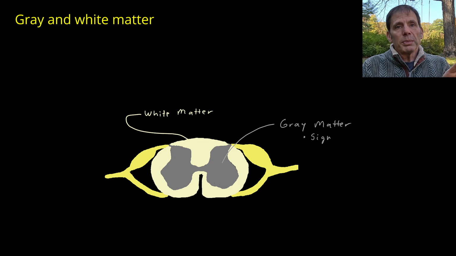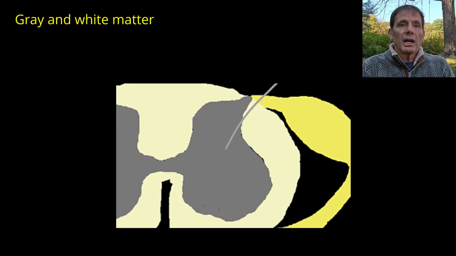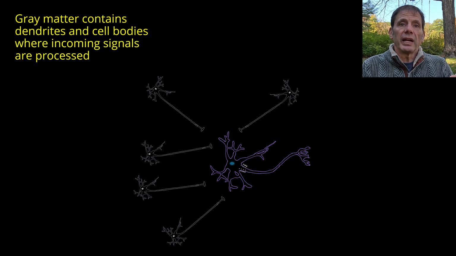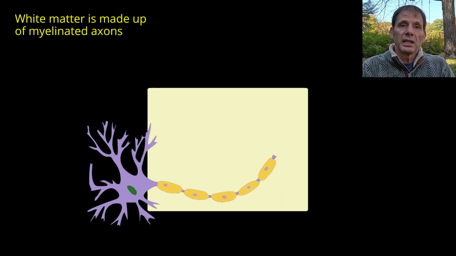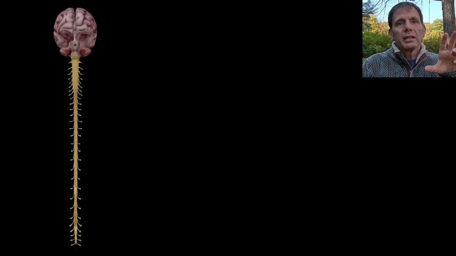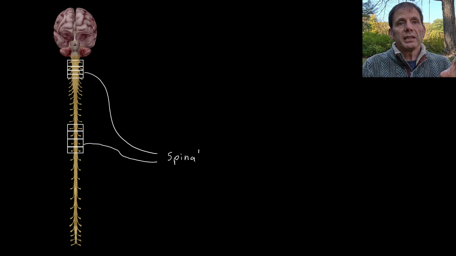Signal processing happens in the gray matter, which is made up of cell bodies, dendrites, and unmyelinated axons. This is where presynaptic neurons determine whether or not an action potential is fired in a postsynaptic neuron. The white matter is made up of myelinated axons, so signals are transmitted through white matter, but we don't see signal processing. The spinal cord can be divided into 31 segments, and each segment is associated with a spinal nerve.